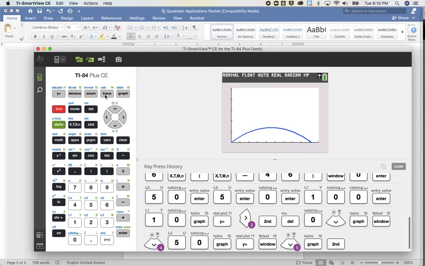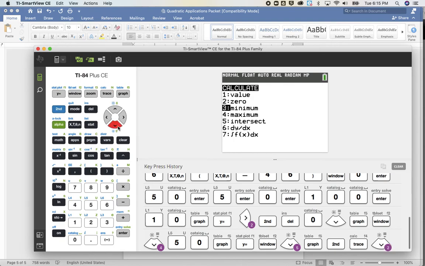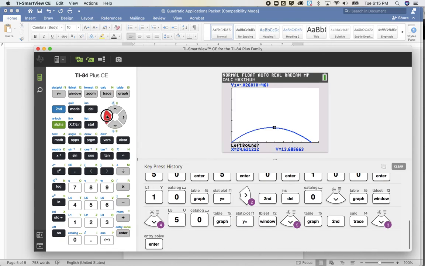To verify our max, we press second calc. You go down to option 4, and I got to go to the left of that 23 and to the right of that 23. And then I press enter again, and I do get that 13.754 as the max height. So that sort of graphically verifies the fact that that's the point where our football reaches its highest point. So that is how you can verify your answer.